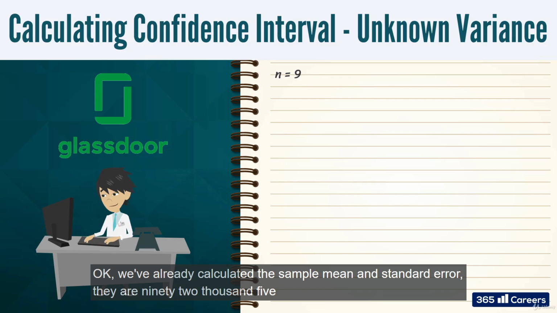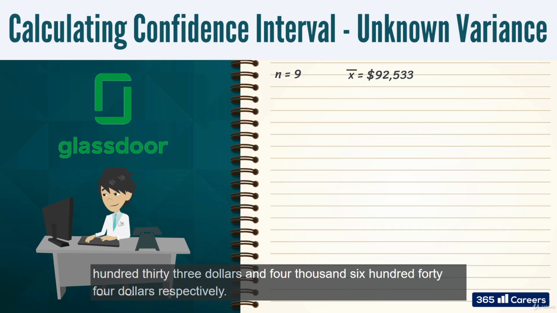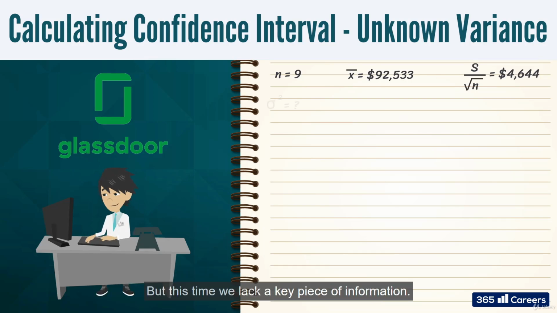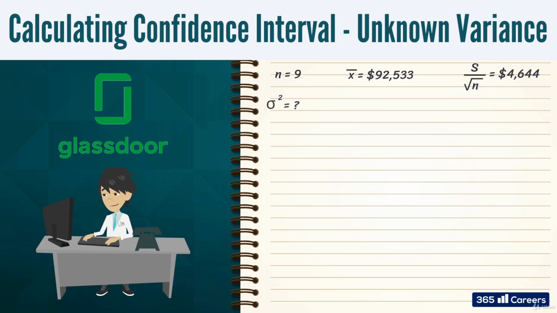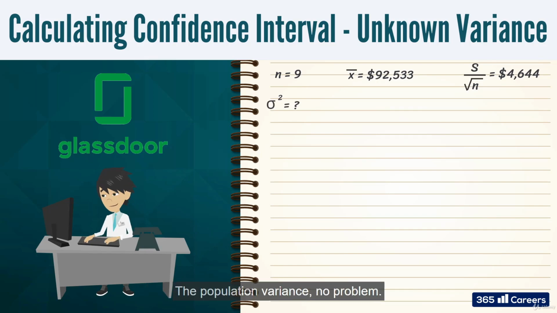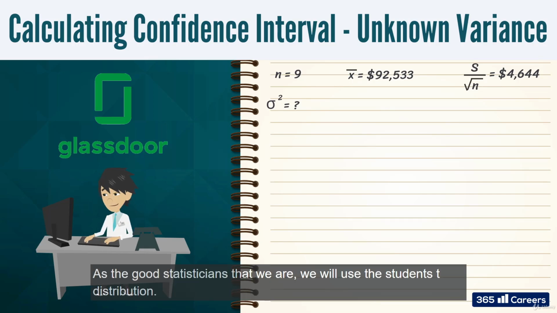They are $92,533 and $4,644 respectively. But this time, we lack a key piece of information: the population variance. No problem. As the good statisticians that we are, we will use the student's t-distribution.